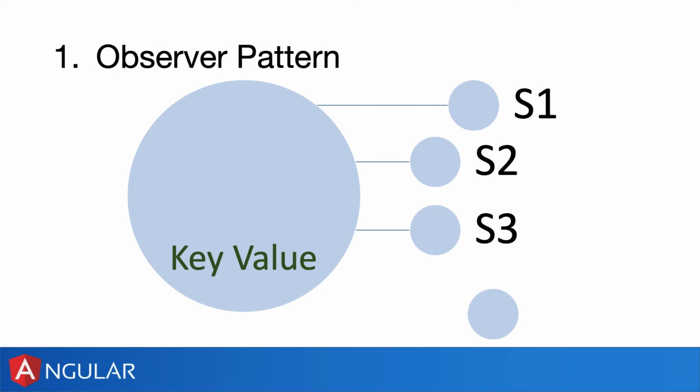And for that, let's think of this YouTube channel as an example. Key value is the video channel on YouTube, and it has some subscribers, as you can see, S1, S2, S3, in this case 3 subscribers. As soon as there is new content at the source, these 3 subscribers are going to get a notification, a new video has been uploaded.